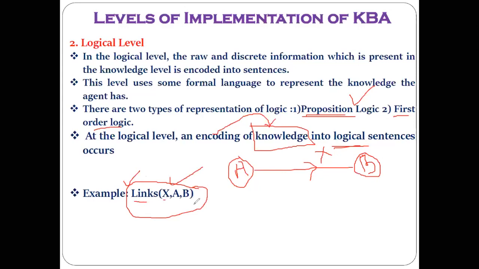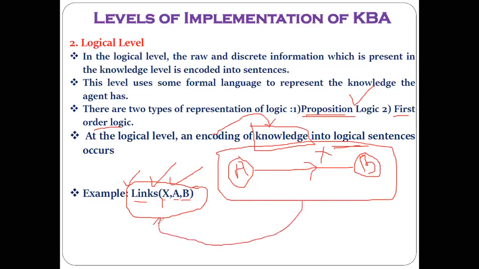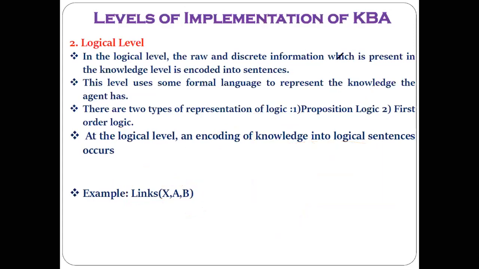The knowledge level information, that raw and discrete information, is represented at the logical level like this: Link(X, A, B) means X connects A and B. Got the point? So this raw and discrete information is represented like this, just as a sample. This is the encoding of the information we provide in the first level in some logical format. So that is the second level, where we encode the information provided in the knowledge level in some logical format using different ways of representation, like propositional logic, first order logic, etc.